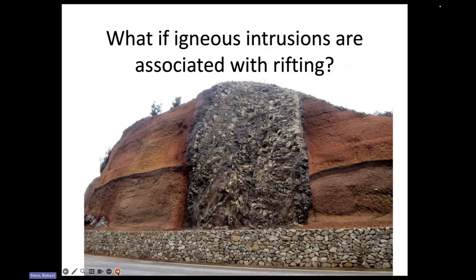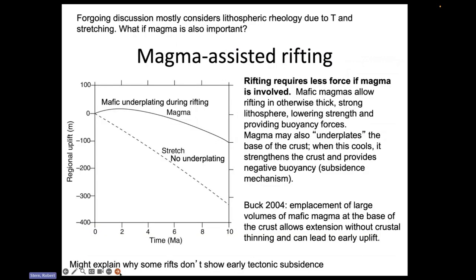Okay, a little bit about what happens if igneous intrusions are associated with rifting. Here we've got a nice basaltic dike intruding a bunch of sediments. This is simply to draw your attention to the fact that everything we've been talking about has been just mechanical extension, looking at the rheology of rocks under different temperature conditions.